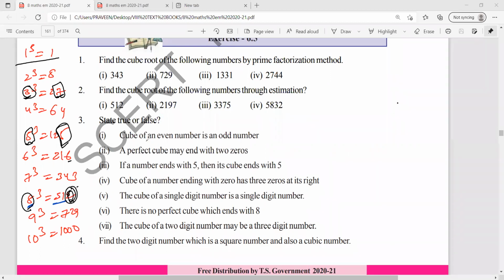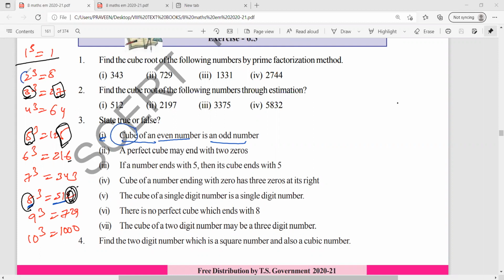Now let us go to the true or falses. It's very simple. You have to consider what they're telling. The first question: the cube root of an even number is an odd number. They're telling that the cube root of an even number is an odd number. First consider the cube of a number, not the cube root.